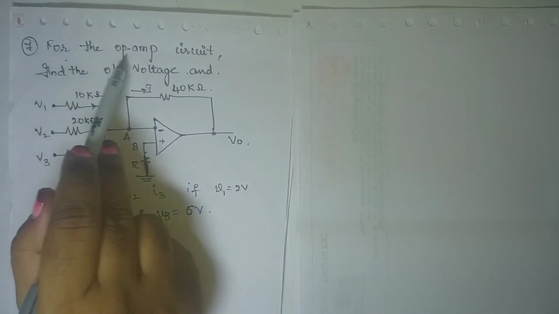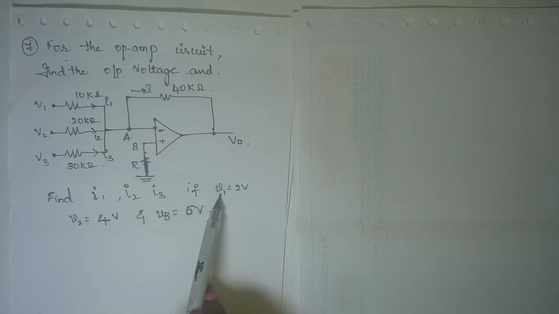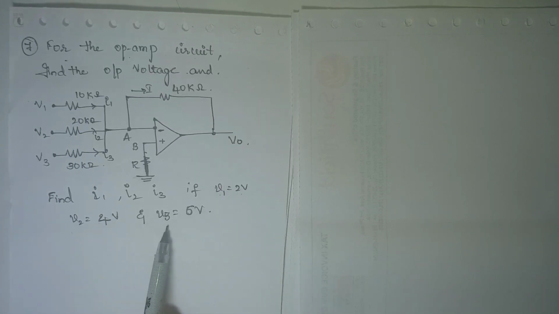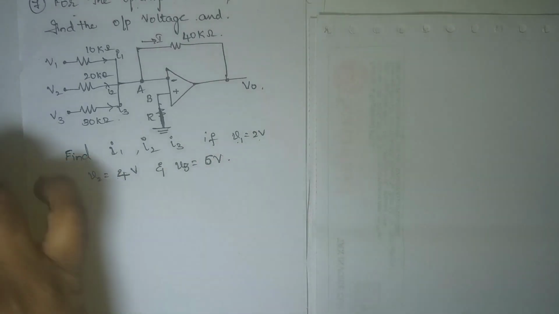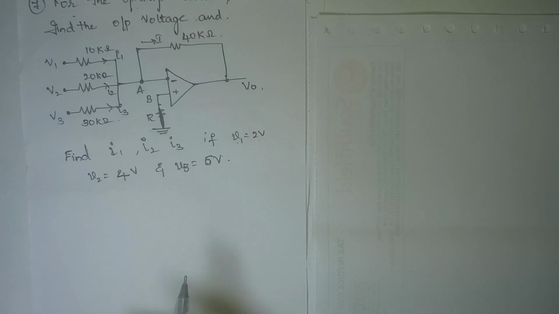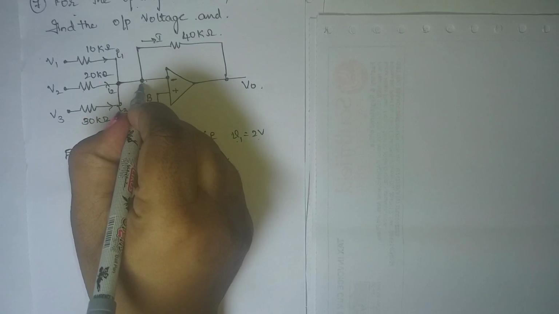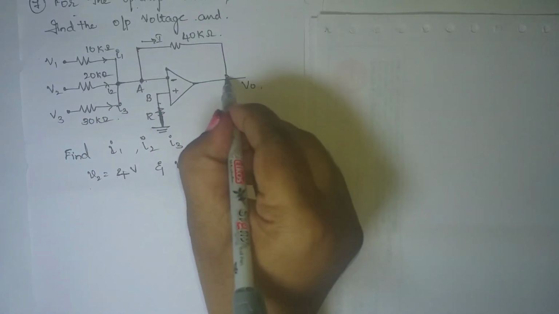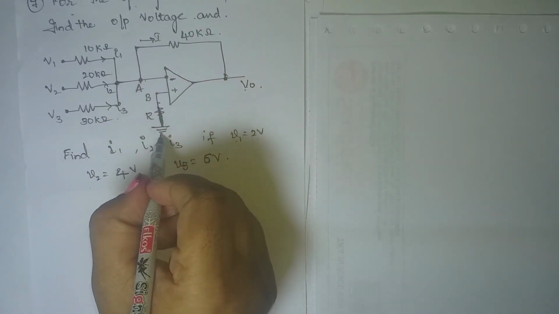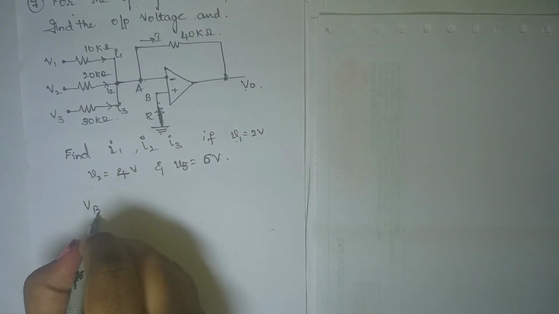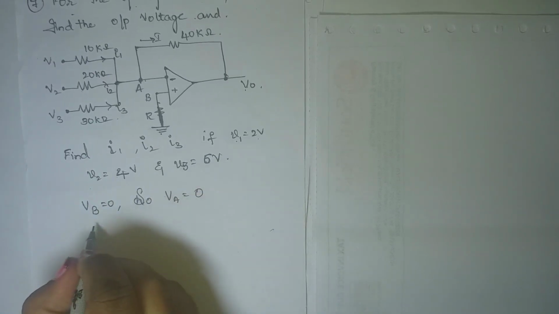Next problem is, for the op-amp circuit, find the output voltage and also the value of current if V1 is equal to 2, V2 is equal to 4 and V3 is equal to 6 volts. It is very simple to calculate. We know the expressions, and using them we are going to calculate. These two are the same points, that is VA, and this is at potential 0. VA is equal to VB, which is equal to 0.